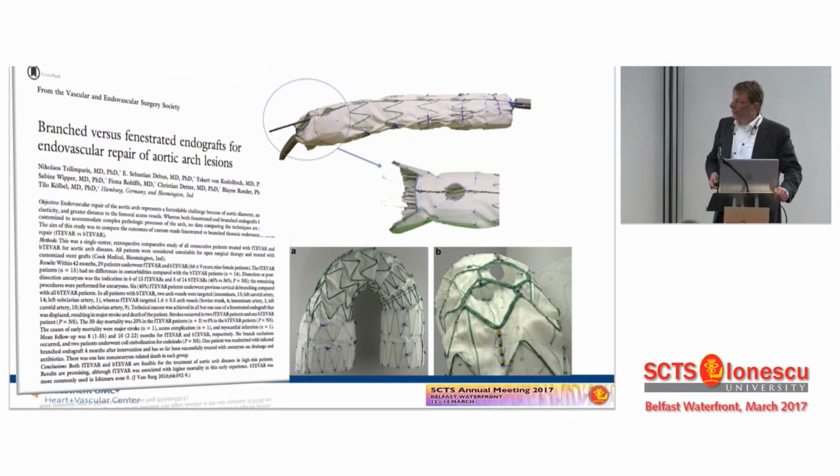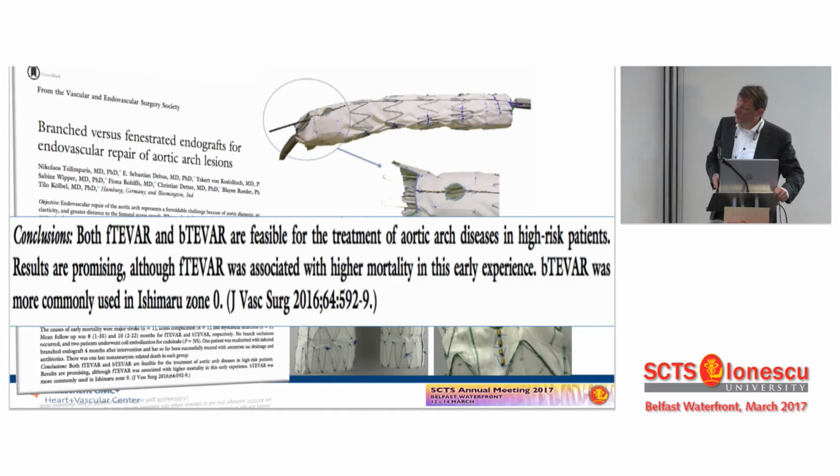If you're going for total endovascular repair, you can either use branches or fenestration in the arch. Branches are the early result. These are the results of the Malmö clinic in Sweden, and they concluded it's feasible to use both fenestration and branches. Branches were used more in zone 0, so total arch endovascular repair, and the fenestrations were associated with higher mortality in their series.